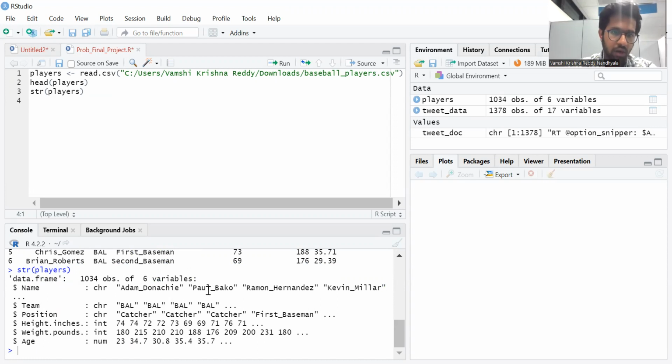I think we are not going to use much of the teams and names, so we are not bothered about the name and team, because in this analysis I'm going to concentrate on age, height, and weight. I'm just going to draw the conclusions between these three factors. So let's proceed further and check what else we can do here.